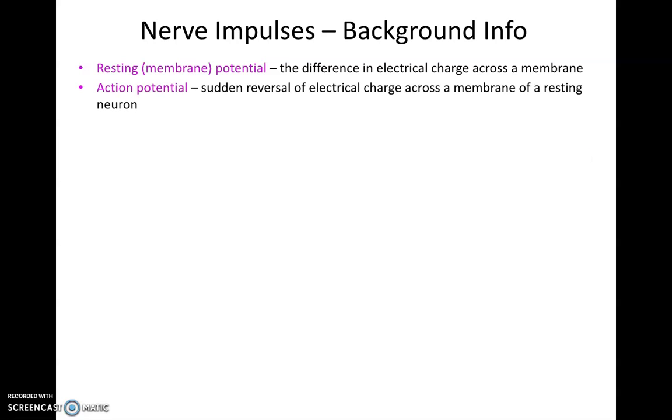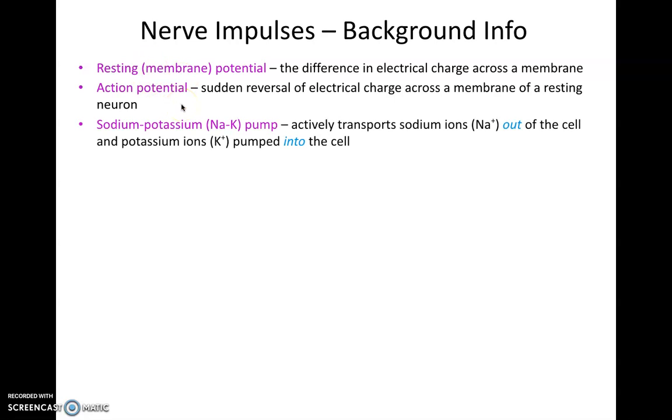Next up, action potential. So sometimes people use impulses and action potential interchangeably, but there's a slight little nuance to the difference. An action potential is when the electrical charge across that membrane, so on either side of a neuron's cell membrane, is suddenly flipped. So if we start with negative inside and positive outside, now all of a sudden it's negative outside and positive inside. That's what an action potential is.